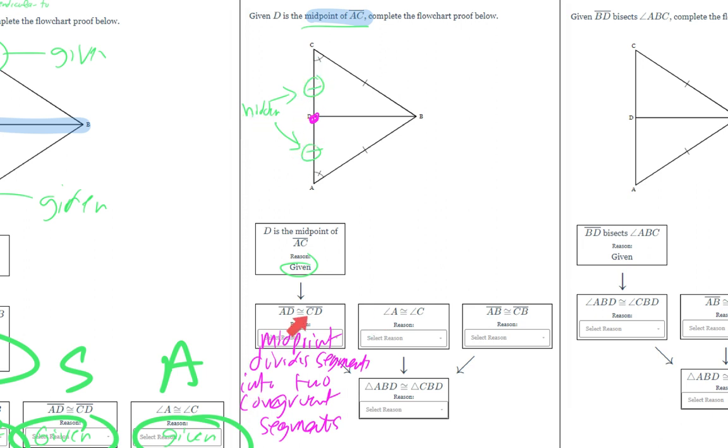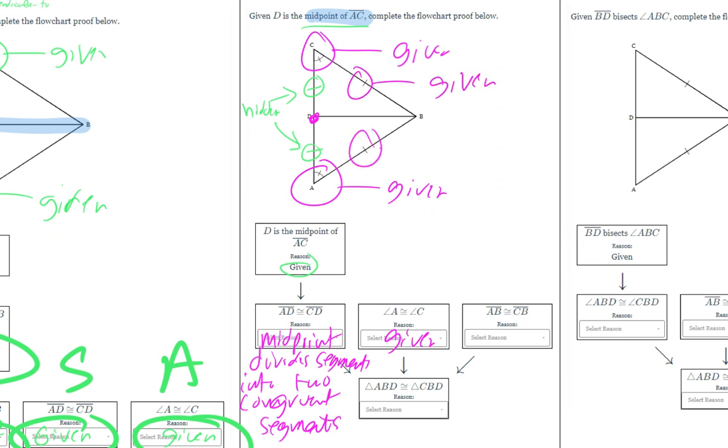Okay, let's look at this. Angle A is congruent with angle C. How do we know that? Well, that's given to us, right? So that's the reason on this one. How do we know that AB is congruent with CB? Well, that's also given to us. That was given to us, so that's the reasoning. So we're just writing down how we came up with these conclusions.